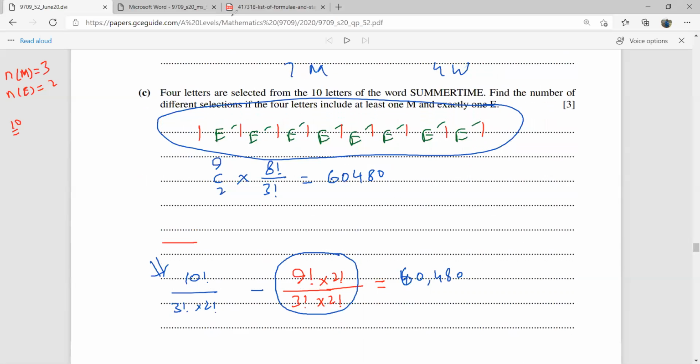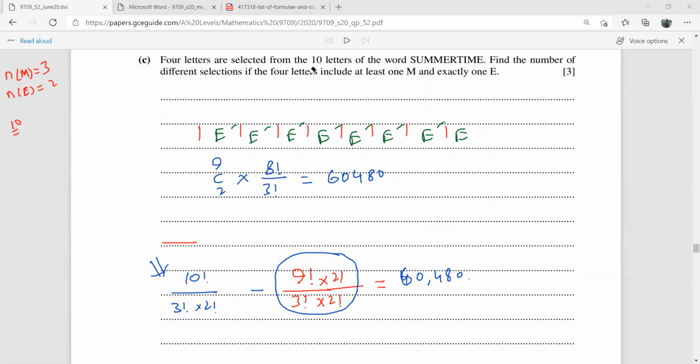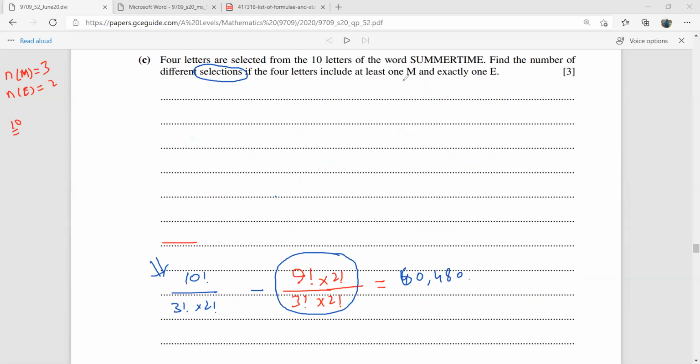It says 4 letters are selected from the 10 letters. Find the number of different selections. Guys, you need to underline the word selection here. Find the number of different selections if the 4 letters include at least 1 M and 1 E. Okay, let me erase this first and then we are ready for this.